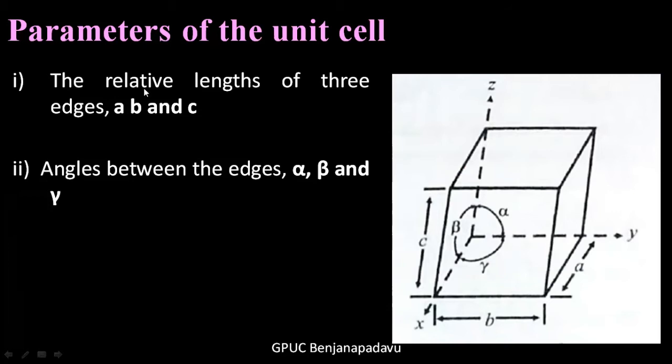What are they? First one is the relative length of the three edges A, B and C. So it is the relative lengths along the three edges. Suppose we consider this a unit cell, and keep it at the center of the three Cartesian coordinates, with one corner of the unit cell placed at the origin. Then the three edges will be extended along the x axis, y axis and z axis, one edge along each.